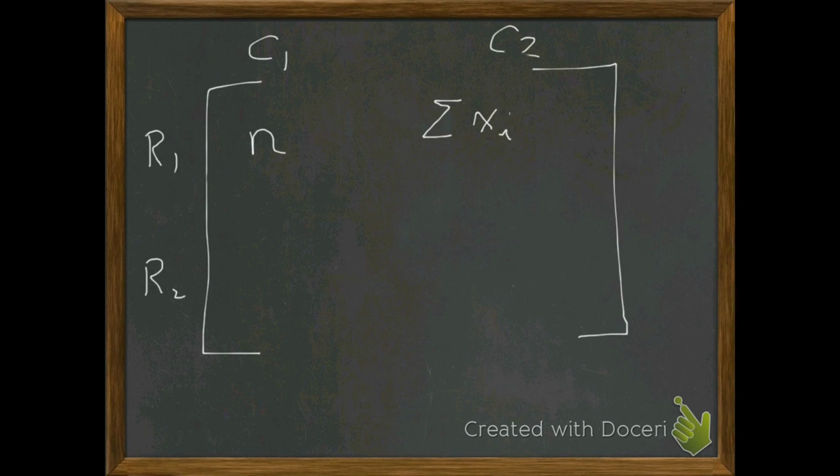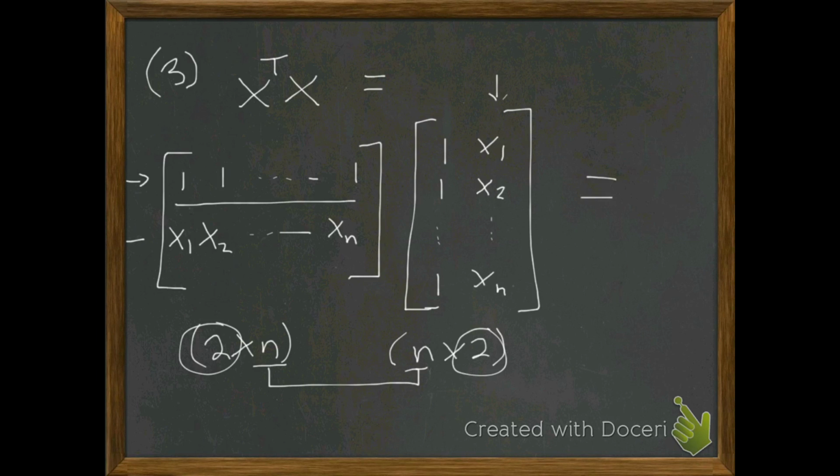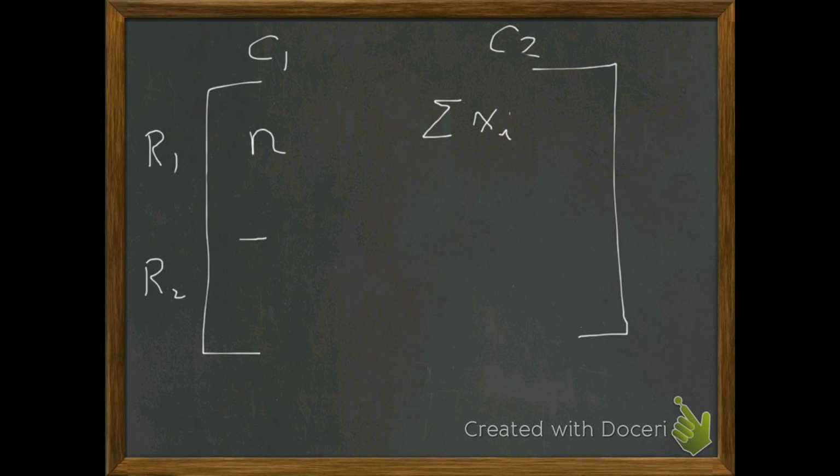The bottom left entry is going to be row 2, column 1. So now we're concentrating on row 2, column 1. Oh, we get the same thing, don't we? We get x1 times 1 plus x2 times 1 dot, dot, dot, xn times 1. So guys, there's no doubt that we get the sum of our x sub i's again.